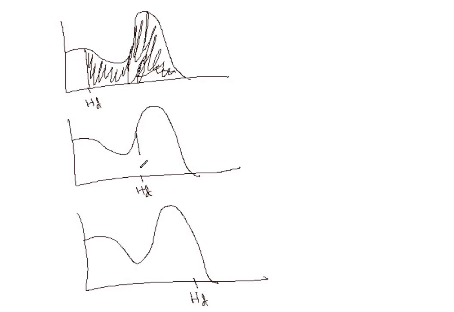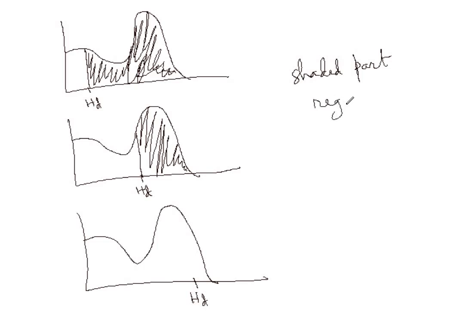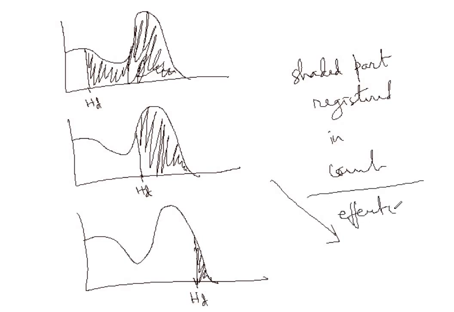In this case, I will be observing only the part which is shaded. So only the shaded part is registered in the counter or detector. Now, as I was telling you, this is the effect of changing the discriminator level. This is what we have done.